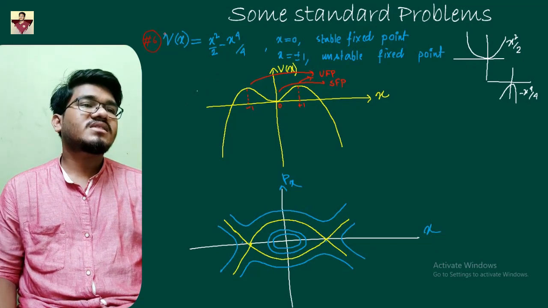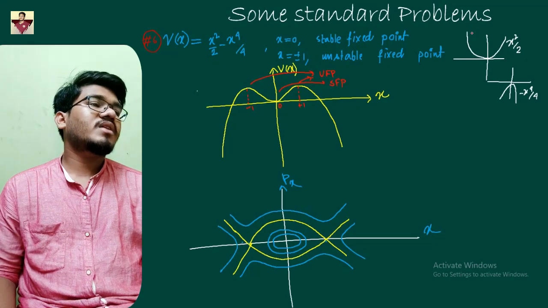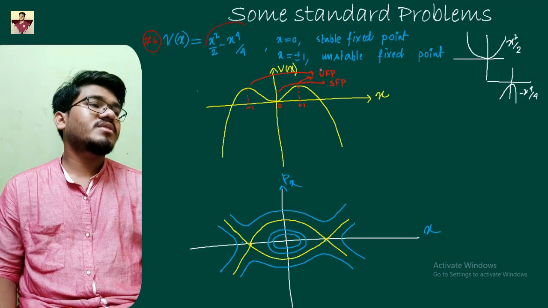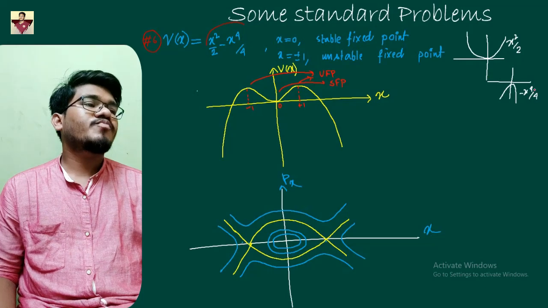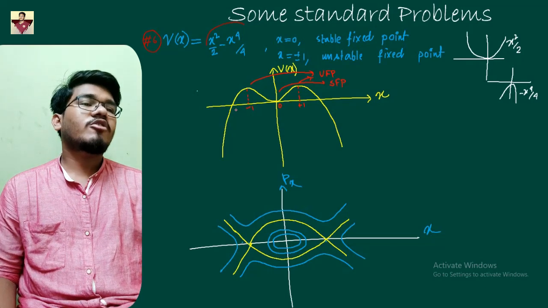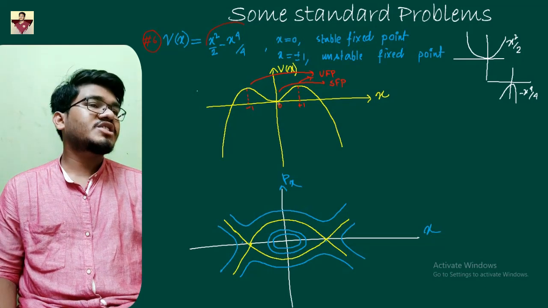So here V(x) is given as x square by 2 minus x to the power 4 by 4. Now the x square by 2 curve is like this, the minus x to the power 4 curve is like this. So this curve will be the resultant of these two curves. And as the x to the power 4 term is higher, the whole curve will bend towards the x to the power 4 term. That is why there will be a minimum at x equal to 0, which is a stable fixed point, and maxima at x equal to plus 1 and minus 1. So these are called the unstable fixed points, right?